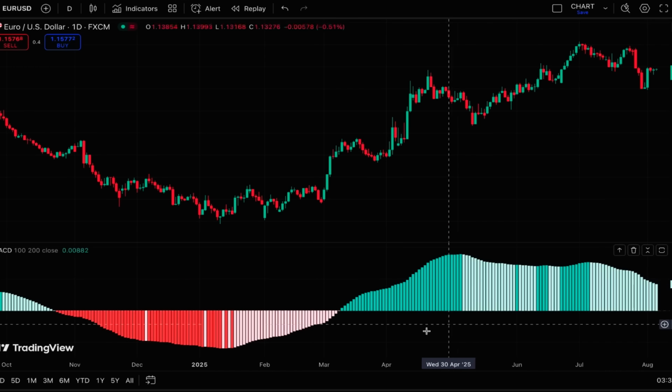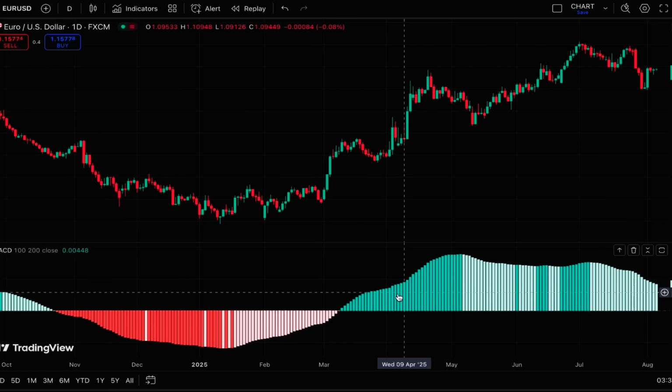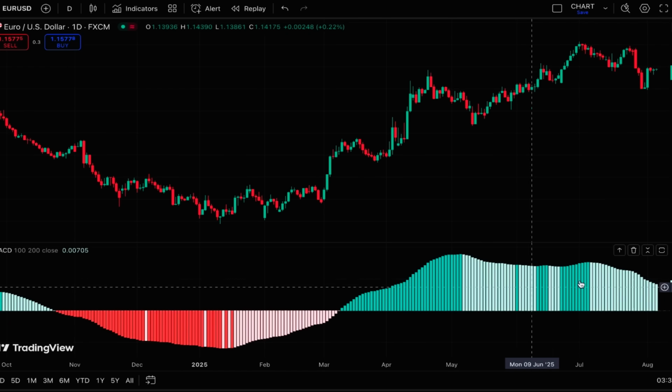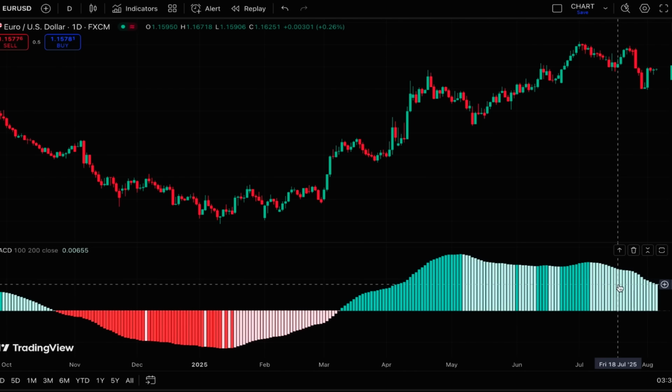In times that the histogram is above the center line, when the bars are dark green, it shows that the upside momentum is increasing, so the price is advancing strongly. But when the bars are light green, it shows that the upside momentum is weakening. This weakness could be just temporary and because of a pullback, or it could be a sign that the uptrend is ending and a reversal may happen.